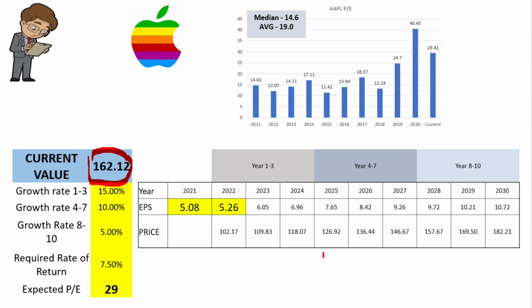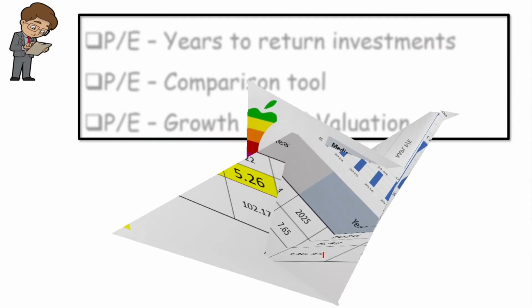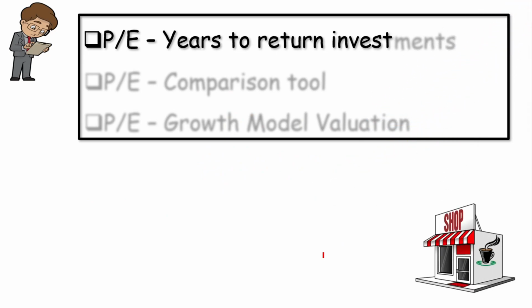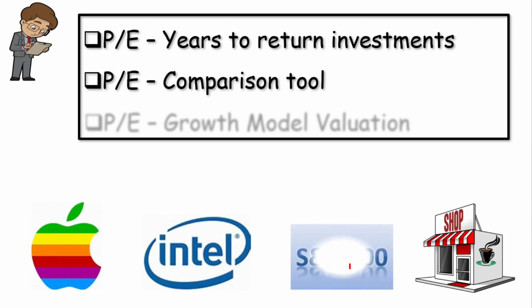Well, let's summarize everything that we learned so far. We saw that the price to earning ratio gives us the number of years to return our investment. This is correct for a coffee shop, for a stock, or for real estate. We saw that the price to earning ratio is a comparison tool. We can compare companies to each other, we can compare companies to the index, or we can compare the company's data to the historical data.